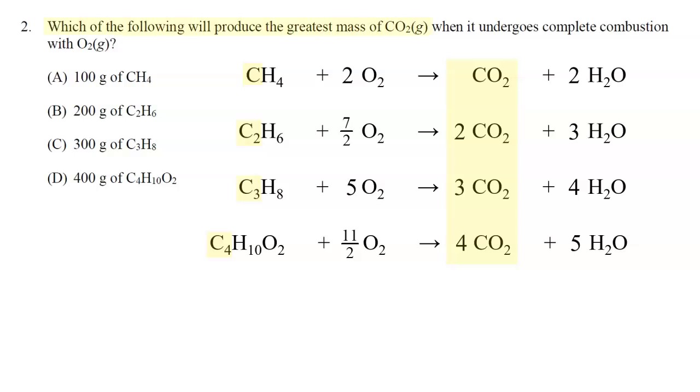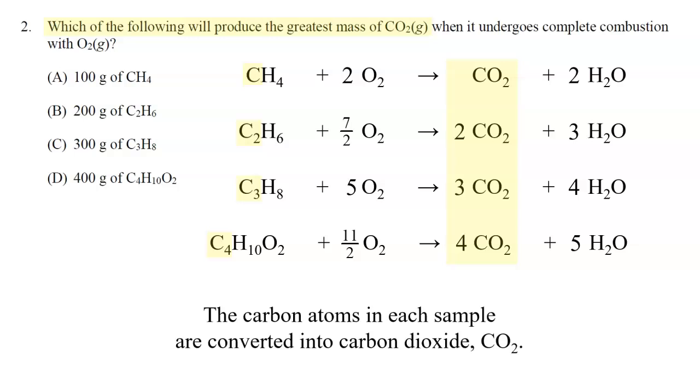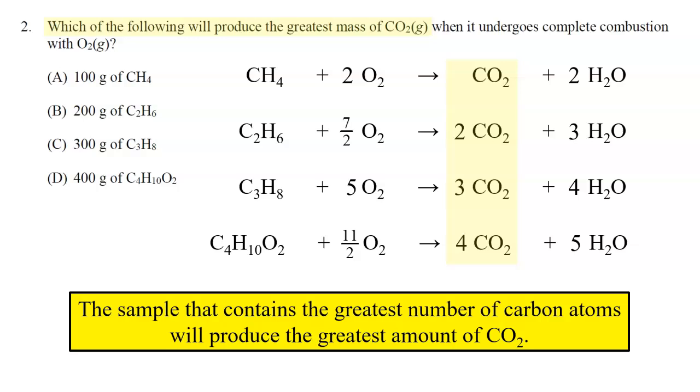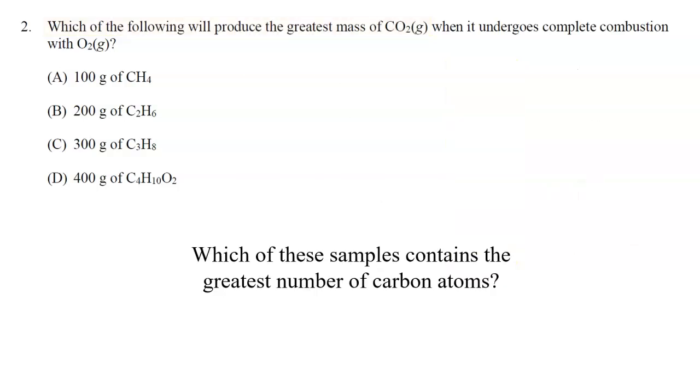So which of the following will produce the greatest mass of CO2 is what I'm trying to answer. But the carbon atoms in each sample are converted into carbon dioxide in all four of these chemical equations. So the sample that contains the greatest number of carbon atoms will produce the greatest amount of CO2. So the simple way to answer this question is to focus on the following. Which of these samples contains the greatest number of carbon atoms?